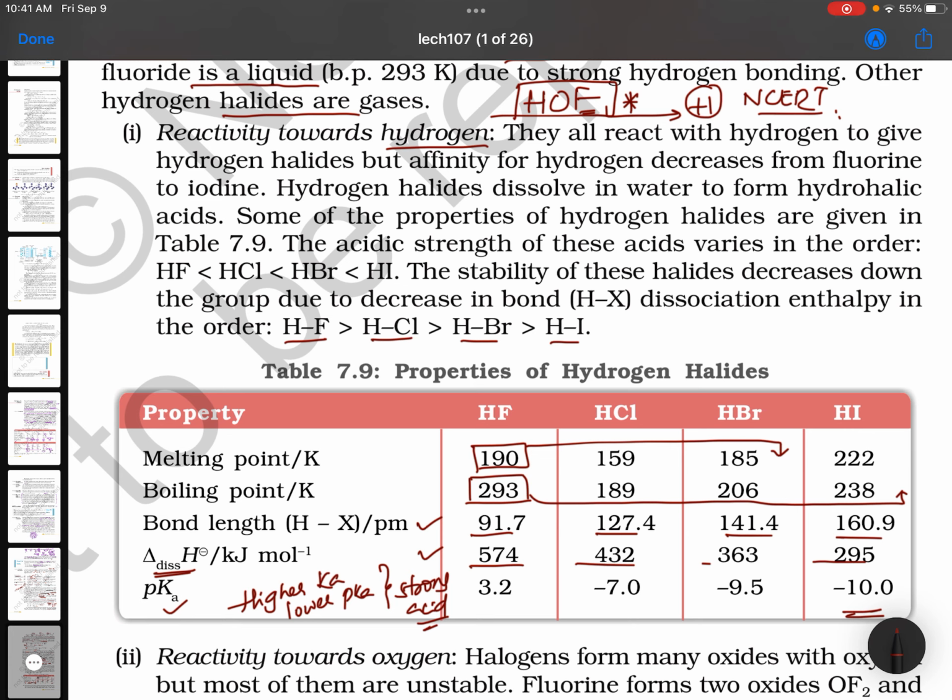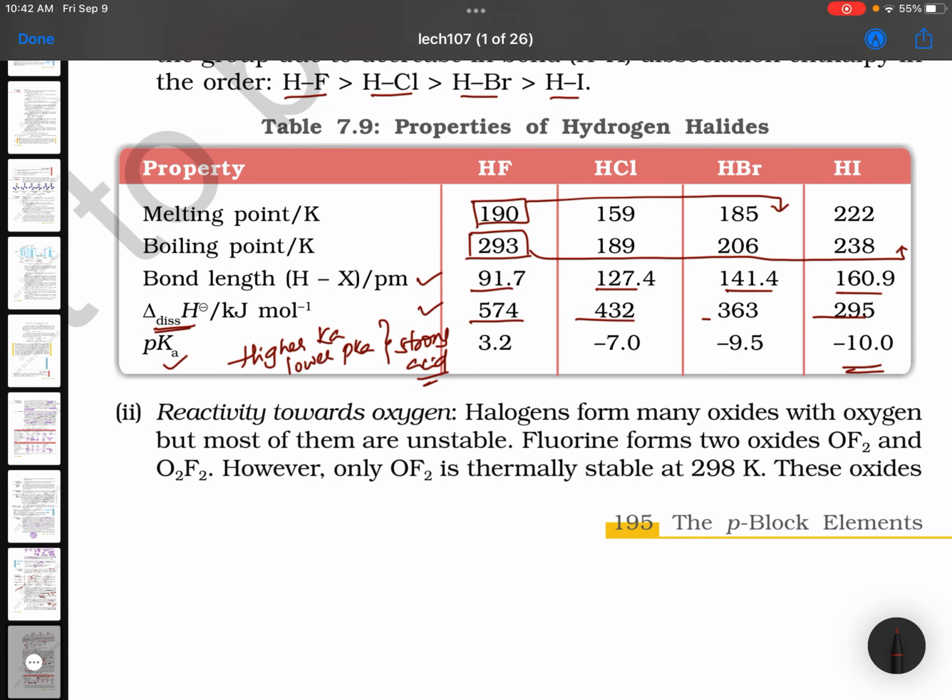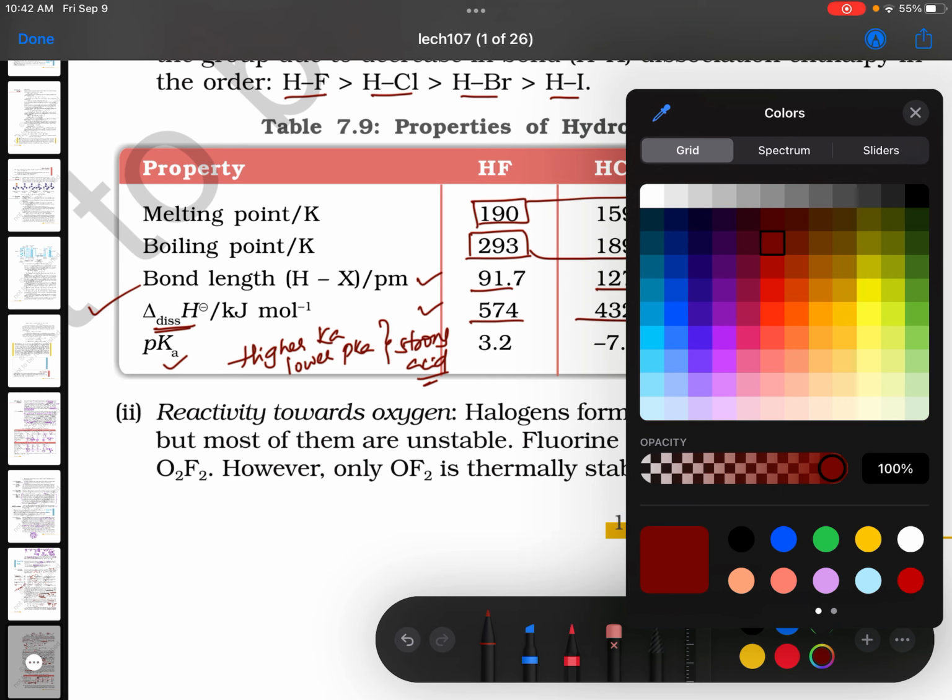They all react with hydrogen to give hydrogen halides, but the affinity for hydrogen decreases from fluorine to iodine. Hydrogen halides dissolve in water to form hydrohalic acids. Some of the properties of hydrogen halides are given in the table. The acidic strength of these acids increases down the group. The stability of these halides decreases down the group due to the decrease in bond enthalpy. If you see this table, that's enough. Coming to a few more lines.